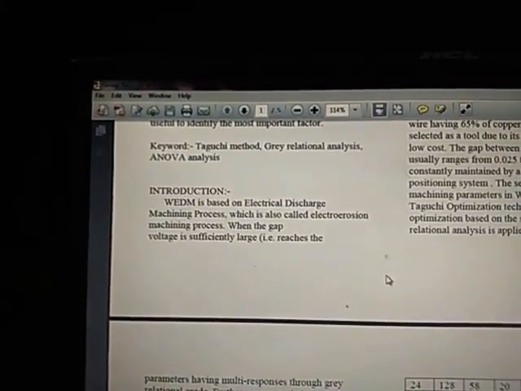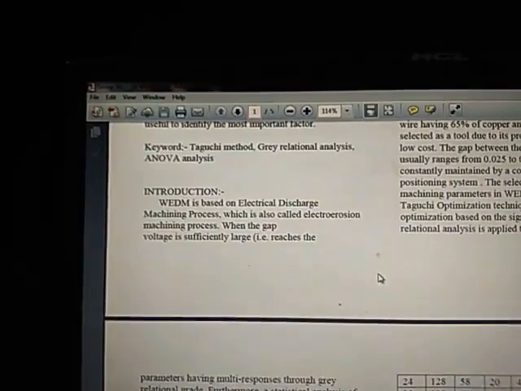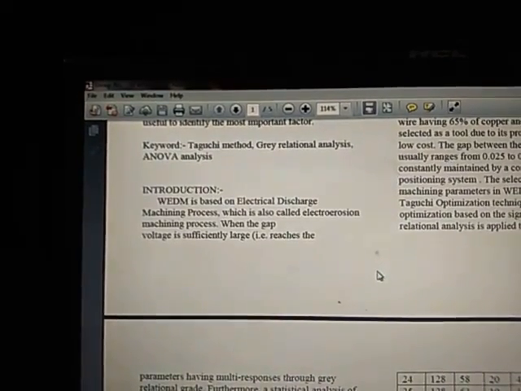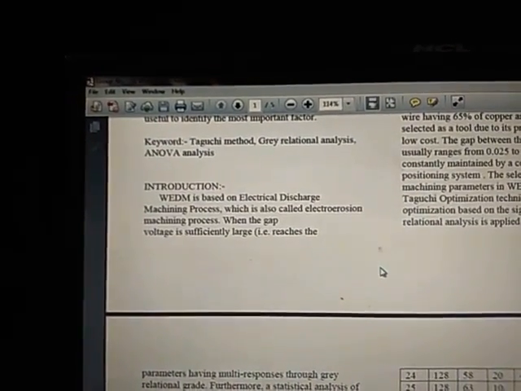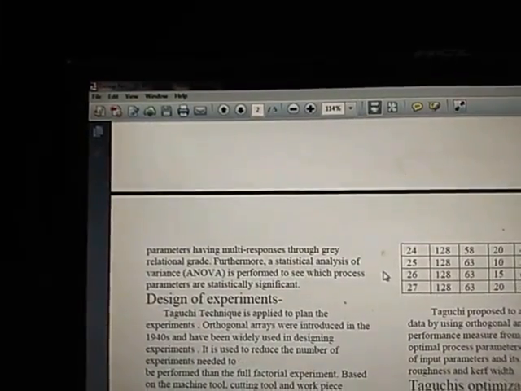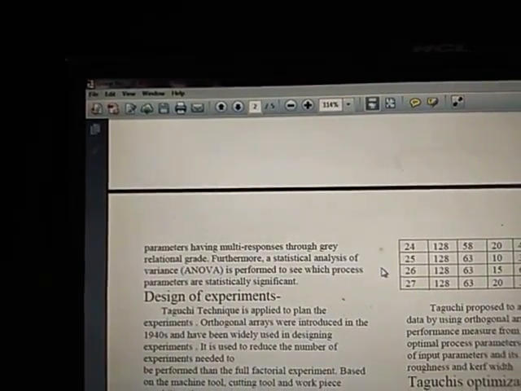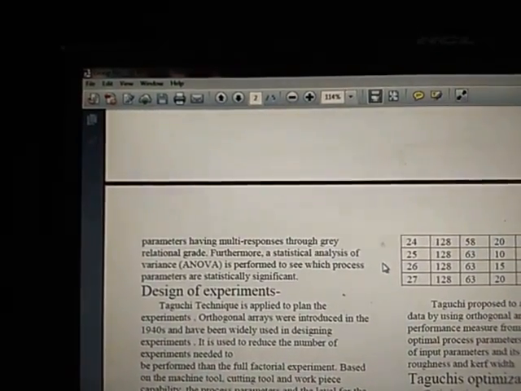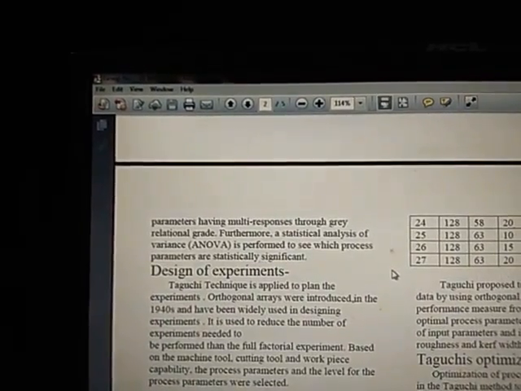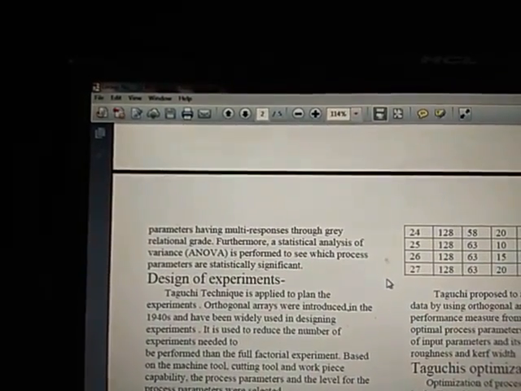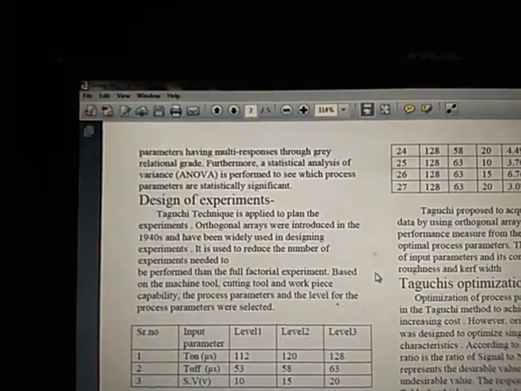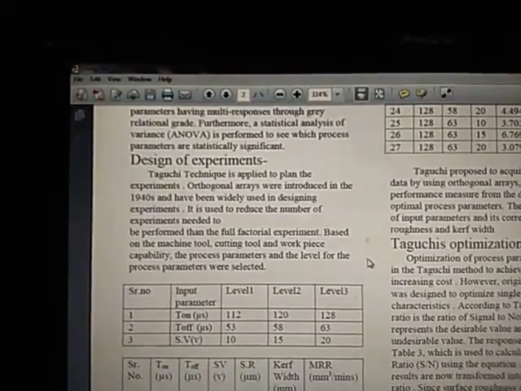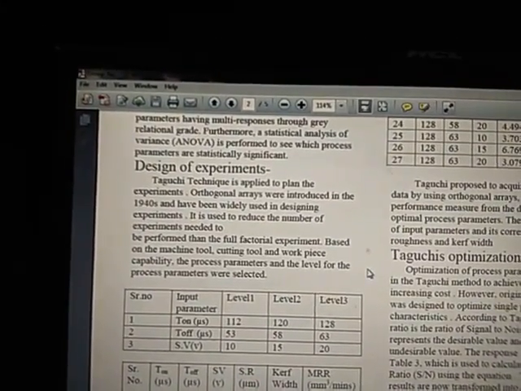and the Taguchi optimization technique is a single parameter optimization based on the signal to noise ratio. Gray relational analysis is multi-response analysis, and statistical analysis of variance is performed to see which process parameters are statistically significant. In the design of experiment, we use a 3-level array, which is an orthogonal array.